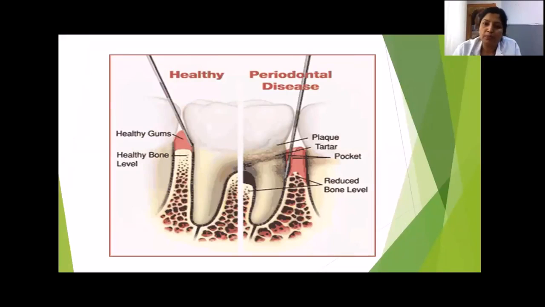This is again a picture which depicts the difference between healthy periodontal tissue, healthy gums, and the unhealthy one, where we see the gum receding up to the neck of the tooth. And the second side, the one on your left-hand side, shows the deposition on the tooth, which leads to gingival inflammation, the gum inflammation, and the loss of bone, and which eventually leads to tooth fall on its own.